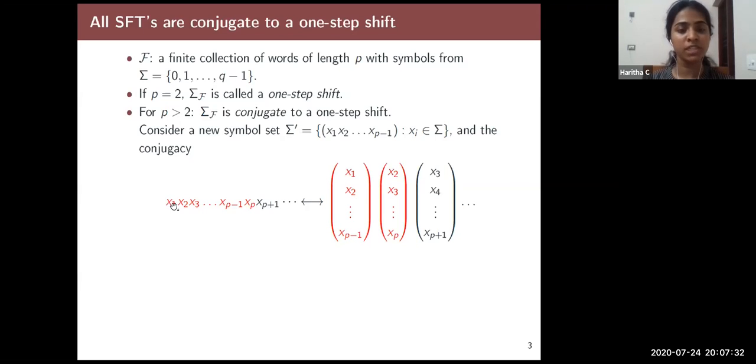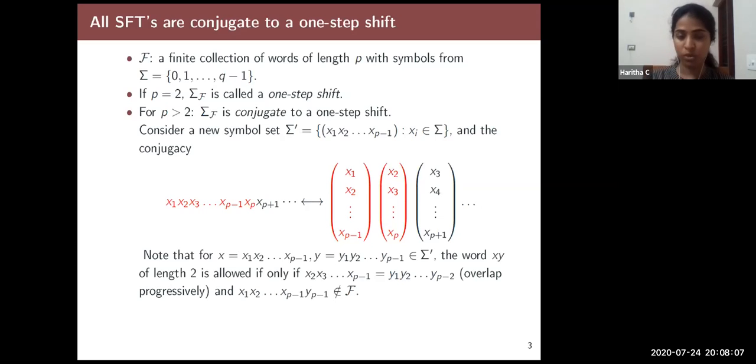is obtained by the first p minus 1 entries of this sequence, and then you slide it to the next position, and then you consider the next p minus 1 entries, and that will be the second symbol here, and so on. So now you can see a word of length p here will correspond to a word of length 2 here. Also, this letter is adjacent to the next letter only if the last p minus 2 entries of the first letter are the same as the first p minus 2 entries of the second letter. So that's what is written here.